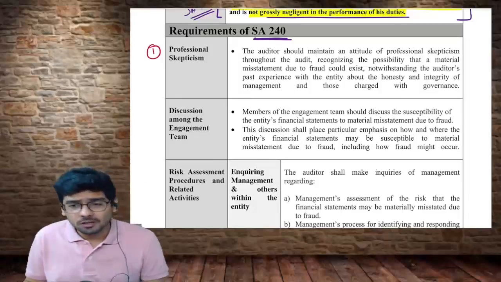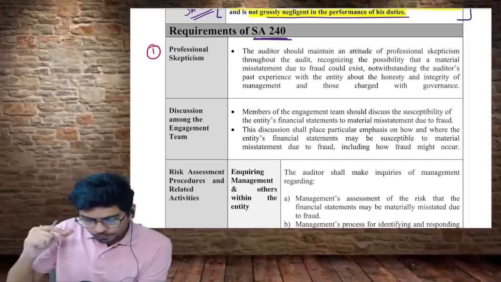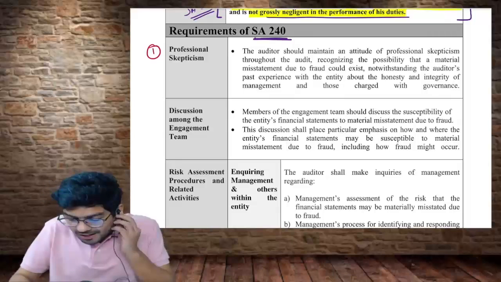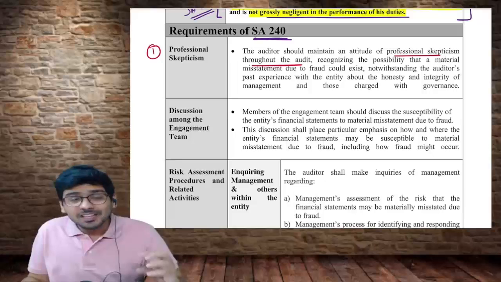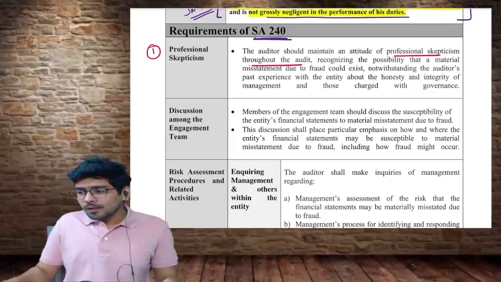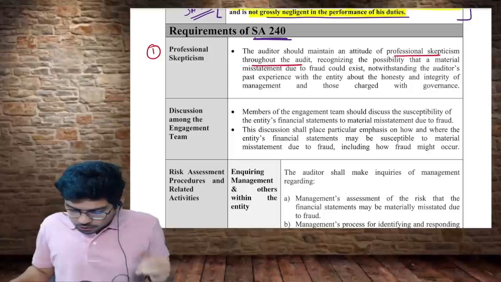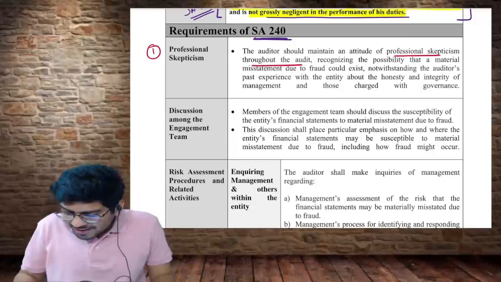Do you agree with this or not? We covered the concept of professional skepticism in SA 200. So here also, the first requirement of SA 240 says the auditor should maintain an attitude of professional skepticism throughout the audit, recognizing he should be alert, he should be vigilant specifically towards fraud.